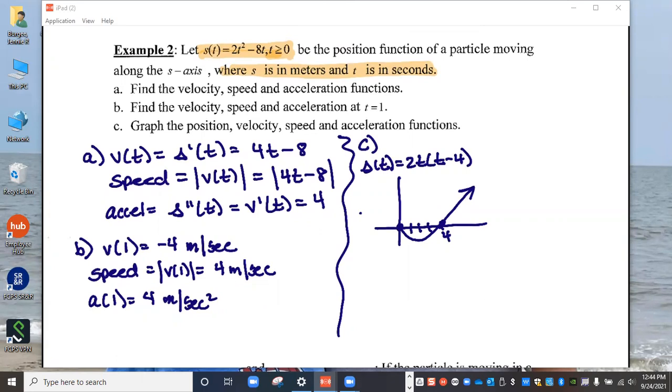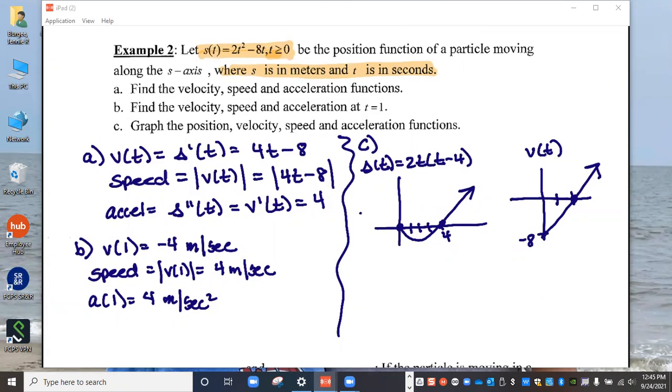So then to do my velocity, velocity is just a line. Y-intercept is -8. Find where it's going to cross my x-axis. It's going to cross my x-axis at 2. Remember, it's only where t is greater than or equal to 0, so my graph will look something like this. Okay, so any questions about graphing position or velocity?